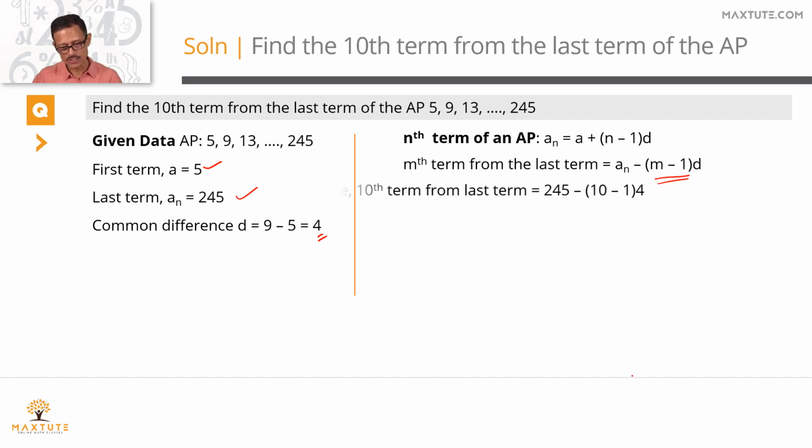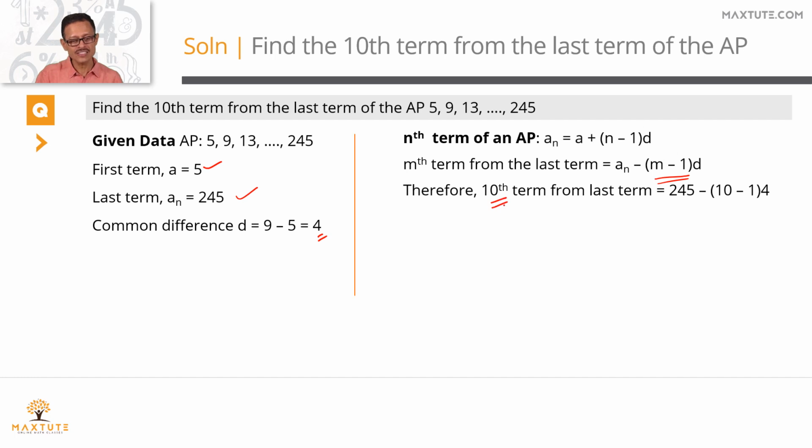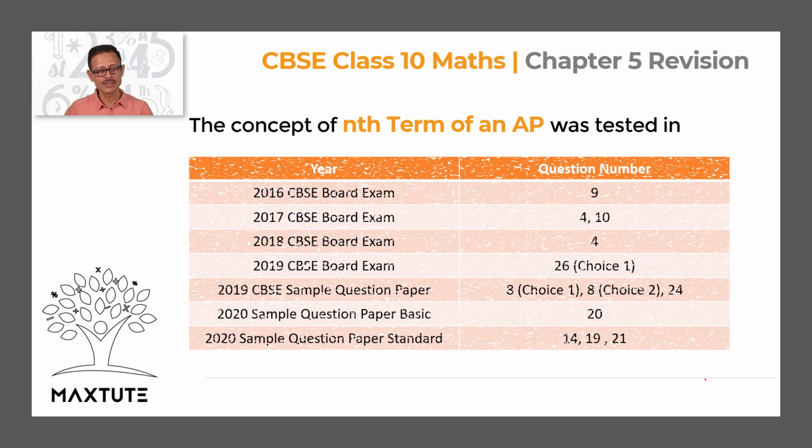What is the last term? 245. What are we trying to find out? The 10th term from the last term. So m becomes 10. 245 minus 10 minus 1 times the common difference, which is 4, giving us an answer which is equal to 209.